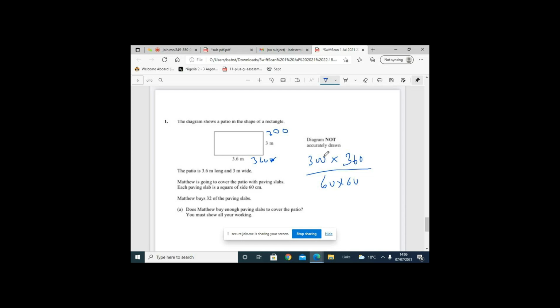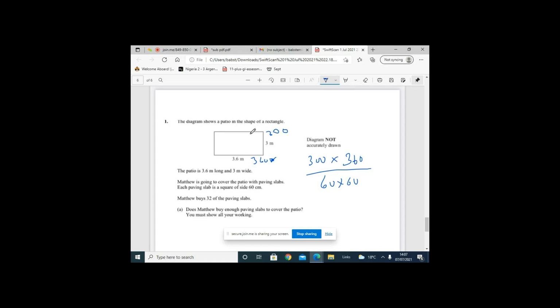Okay, do it quickly so we can wrap it up. That's 108,000. Yeah, divided by 3,600. 30. Yes, so that means that Matthew buys 32. He's having enough. Okay, but what's the formula you use? Because that means my formula is wrong. It's not that the formula is wrong.